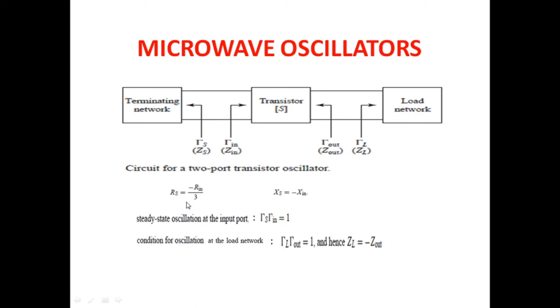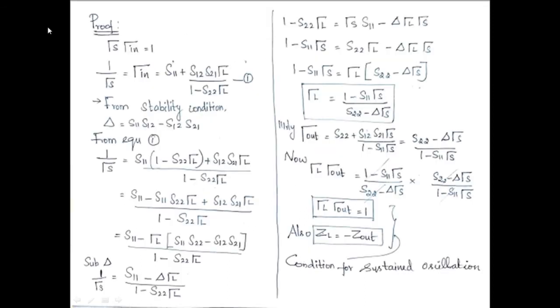And condition number one is gamma S and gamma in equal to 1. Once you achieve this one, that will automatically achieve gamma L and gamma out equal to 1, and hence ZL equal to minus Z0. Okay, now the third condition, actually this is not a condition, they are choosing Rs equal to minus Rin divided by 3 and Xs equal to minus Xin, where Rs represents the real part of the input side source impedance, and Xs represents the imaginary part of the source impedance. Now for producing these conditions, see how we can achieve this gamma in equal to 1.